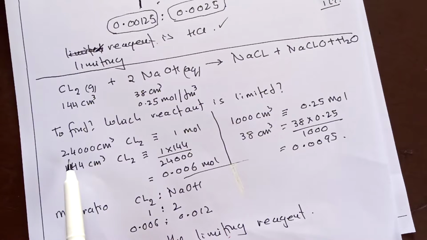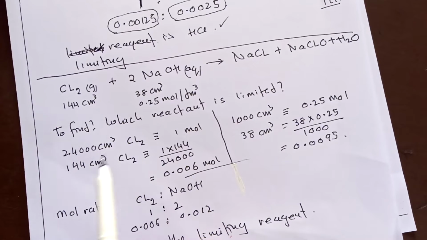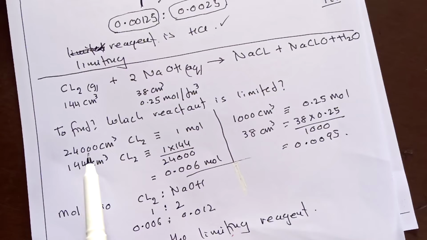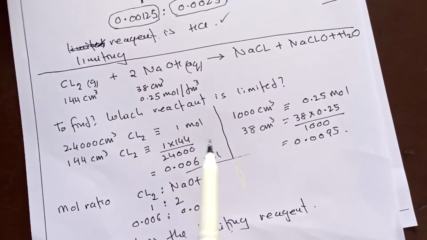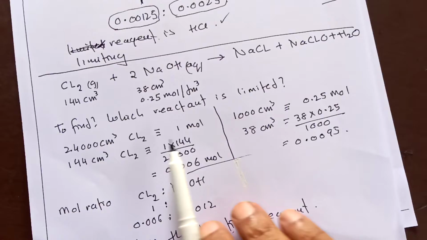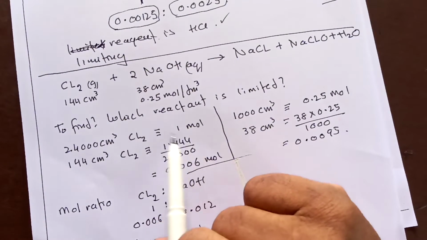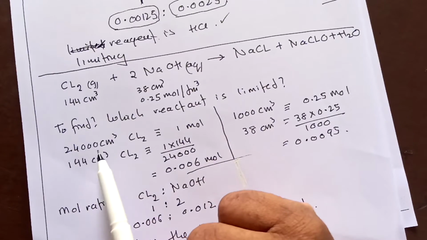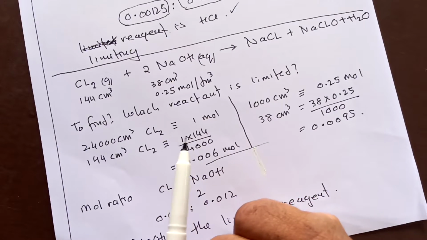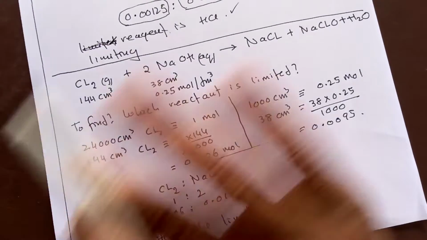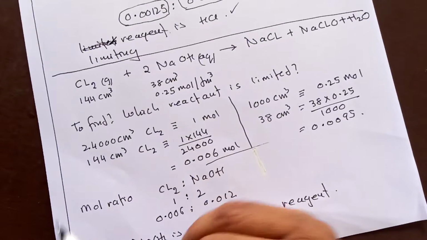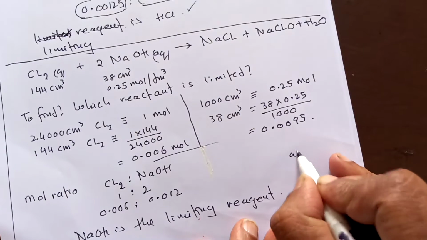Now, this into mole, you know that all substances in the gaseous state occupy the same volume per mole. 1 mole of any substance in gaseous state occupies 24,000 centimeter cube at room temperature and pressure. At room temperature and pressure means at RTP.